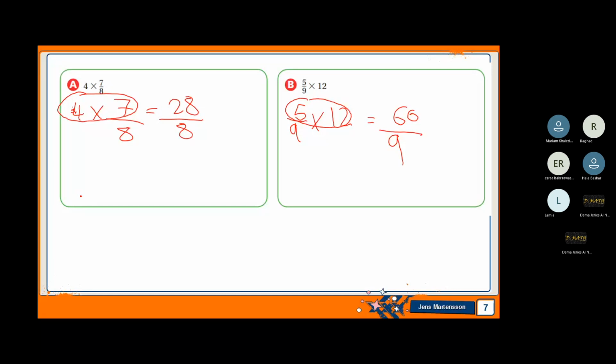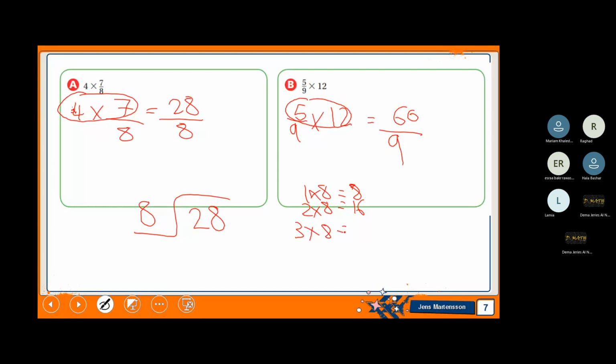Now I will divide the greater number over 8, I mean 28 over 8. Then I will go to the multiplication table of 8. We know before that 1 times 8 is 8. 2 times 8, 3 times 8, 4 times 8 is 32. Now where is 28? Is it between 8 and 16, or between 16 and 24, or 24 and 32? 24. Bravo. So it is between 24 and 32.